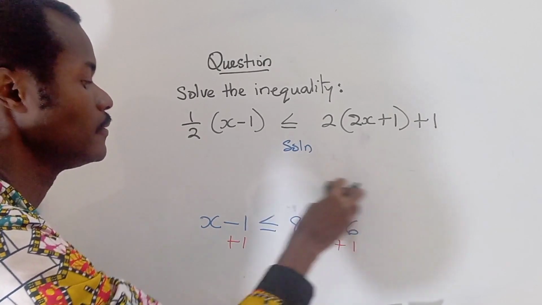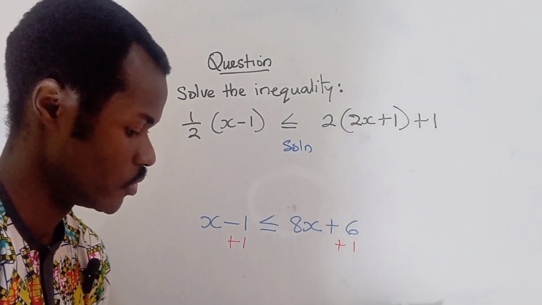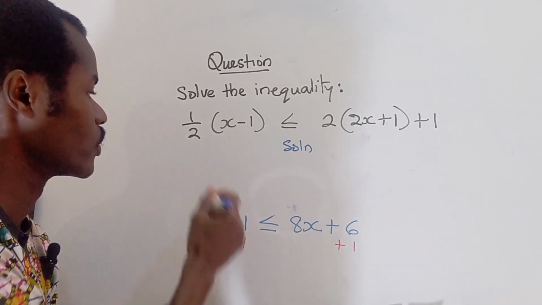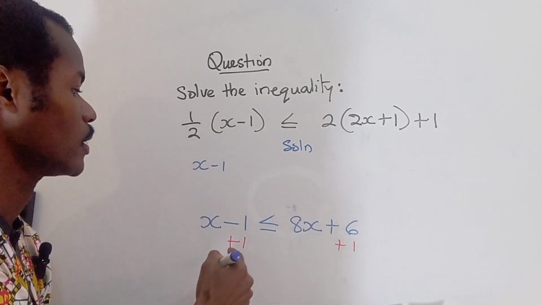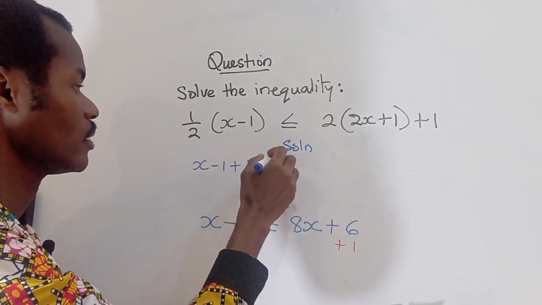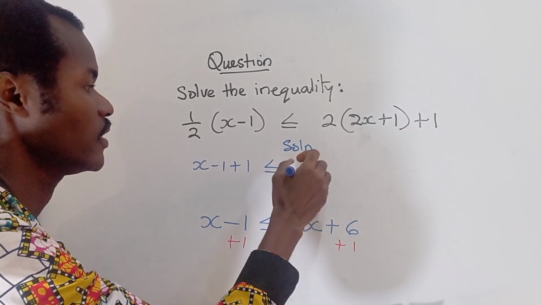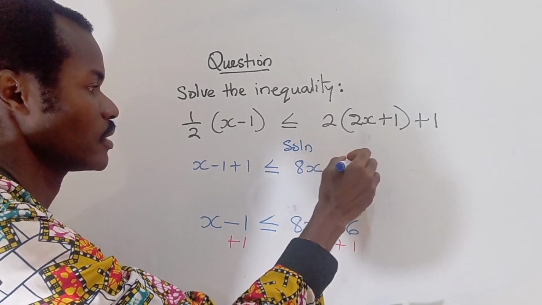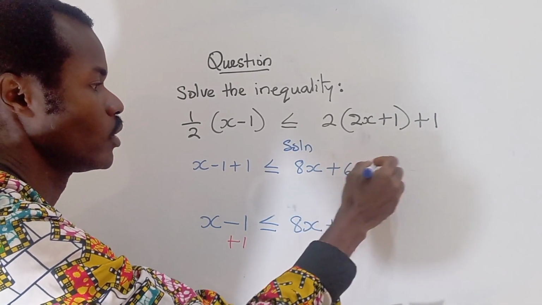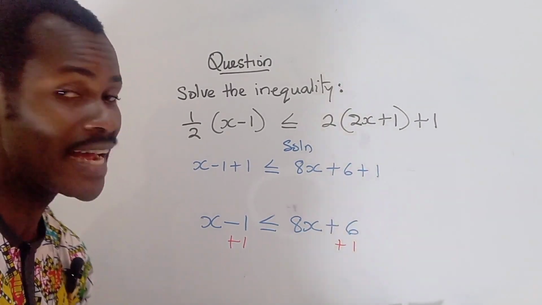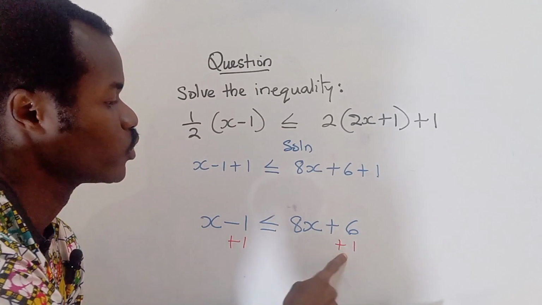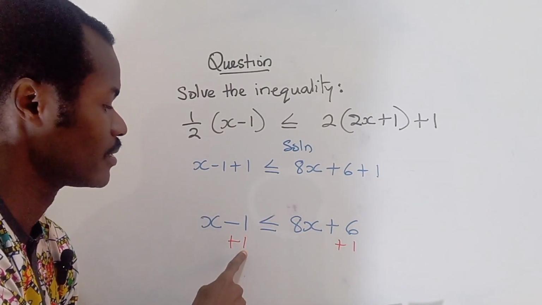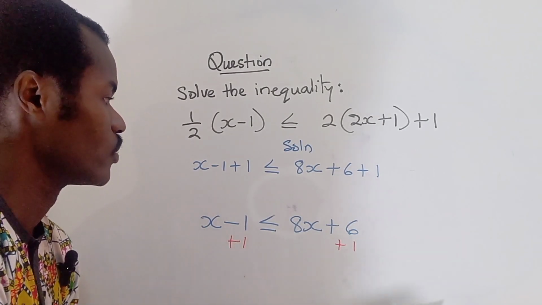Now eliminating minus 1, we have x minus 1 plus 1, which is less than or equal to 8x plus 6 plus 1. So all I did was add 1 to both sides so that it becomes 0. So minus 1 plus x is 0. So x plus 0 is going to give us what?